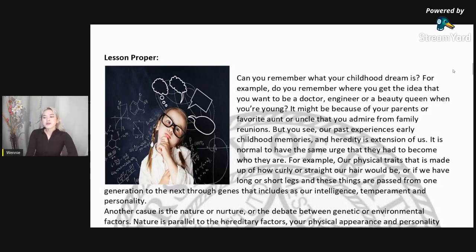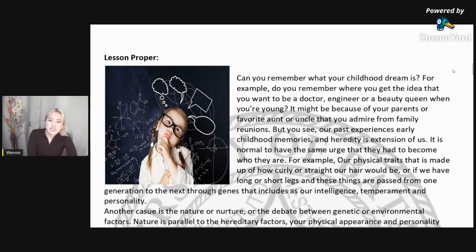So can you remember what your childhood dream is? For example, do you remember where you got the idea that you want to be a doctor, engineer, or a beauty queen when you were young? It might be because of your favorite uncle or auntie that you admire from family reunions, but you see, our past experiences, early childhood memories, and heredity are the extension of us.